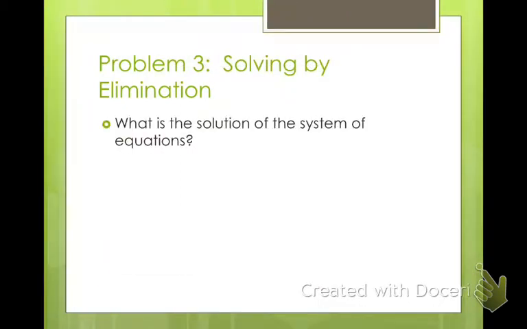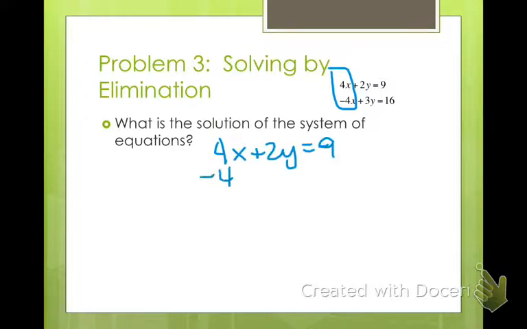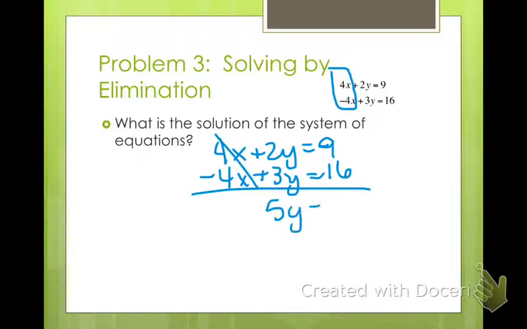Okay, this one is super exciting. This is my favorite. When we solve by elimination, what we're doing is eliminating a variable. Can you see right here, I have a positive 4x and a negative 4x. If I were to just add these two equations together, 4x plus 2y equals 9 and negative 4x plus 3y equals 16, what's going to happen to my 4x and my negative 4x? They're going to cancel each other out. So I have 5y equals 25.